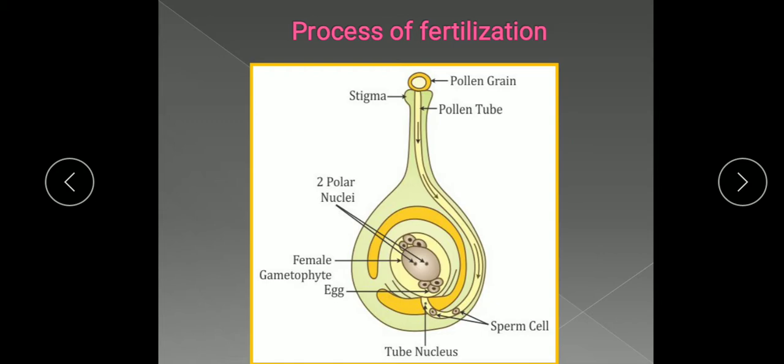So let me take the fusion, because there are 2 male gametes. These 2 male gametes fuse with the cells present in the embryo sac. One of the male gametes fuses with the egg cell. You can see this is the egg cell. So one of the male gametes fuses with the egg cell. This process is known as fertilization, the fusion of the male and female gamete. This is male gamete, this is female gamete. Now one more male gamete, that is the sperm cell, is remaining.